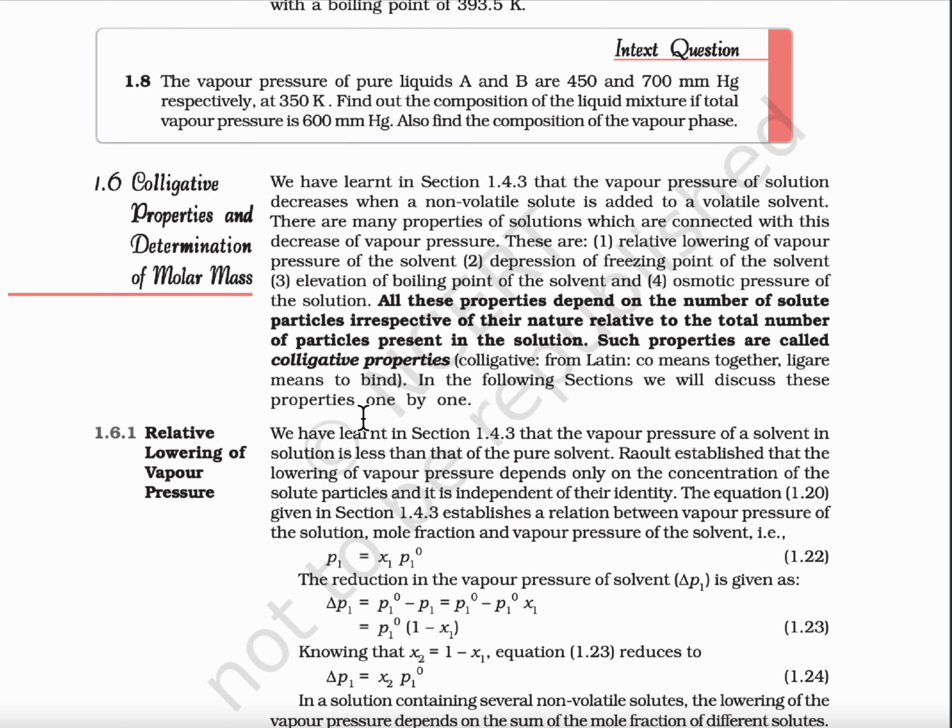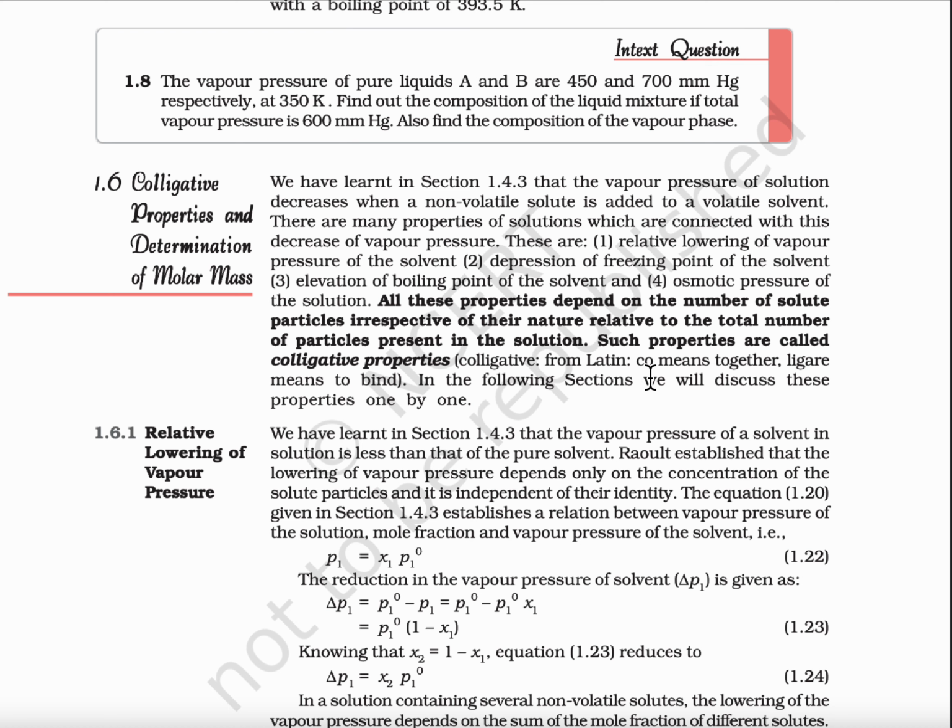We have learned in section 1.4.3 that the vapor pressure of a solution decreases when a non-volatile solute is added to a volatile solvent. There are many properties of solutions which are connected with this decrease of vapor pressure. These are relative lowering of vapor pressure of the solvent, depression of freezing point of the solvent, elevation of boiling point of the solvent, and osmotic pressure of the solution. All these properties depend on the number of solute particles irrespective of their nature relative to the total number of particles present in the solution. Such properties are called colligative properties.